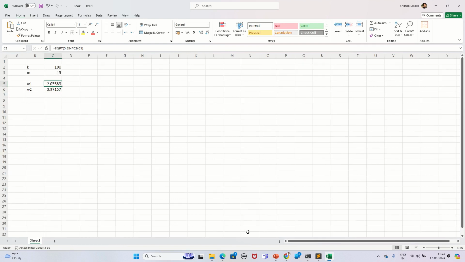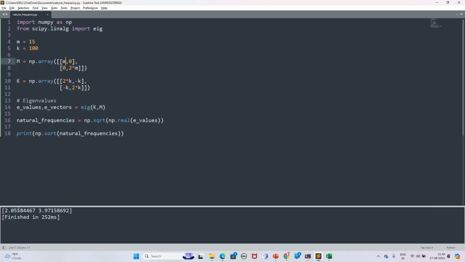So the analytical calculation gives 2.055 and 3.97, and our code gives the same solution. So we can utilize this method to calculate the natural frequencies of a system. The only thing is that we need to get the correct mass matrix and correct stiffness matrix. There is a ready-made function, eig, in the SciPy library that we can utilize for that. Thank you for watching.